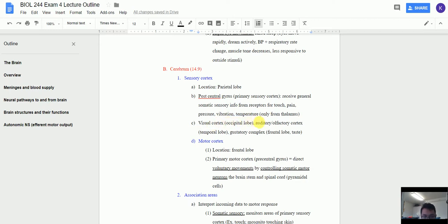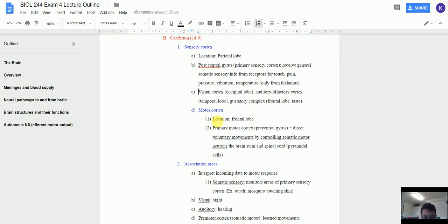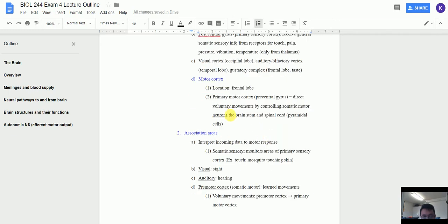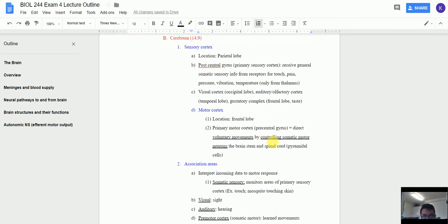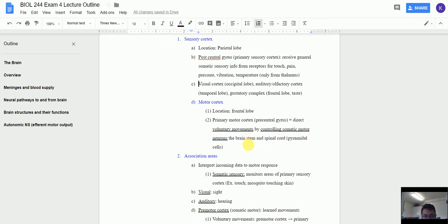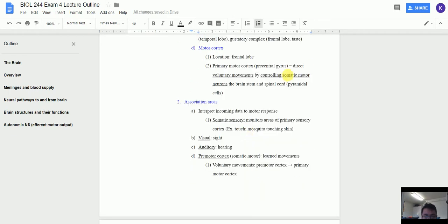And there's also a visual cortex, auditory, occipital complex, motor complex, frontal lobe. So now we're going to the primary motor cortex, for direct voluntary movement by controlling somatic neurons in the brainstem and spinal cord. Pyramidal cells here, because it's the somatic nervous system.